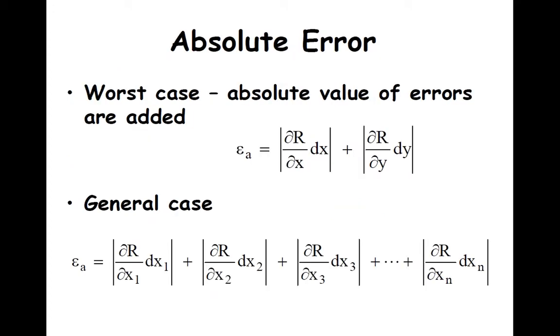And this slide shows how to calculate the absolute error with two variables x and y. Absolute error epsilon equals absolute value of partial R over partial x times dx plus absolute value of partial R over partial y times dy. In a more general case with n variables, change x and y to xi, where i is from 1 to n.